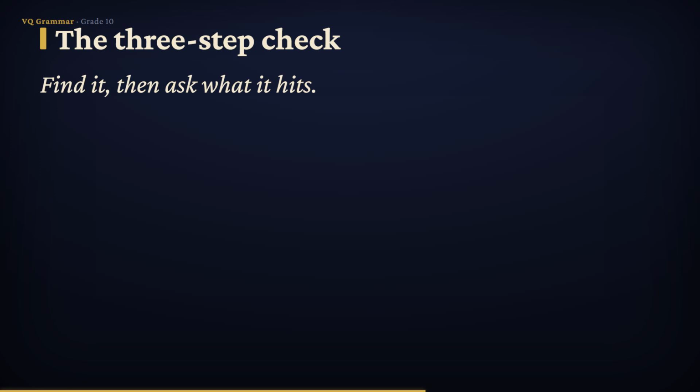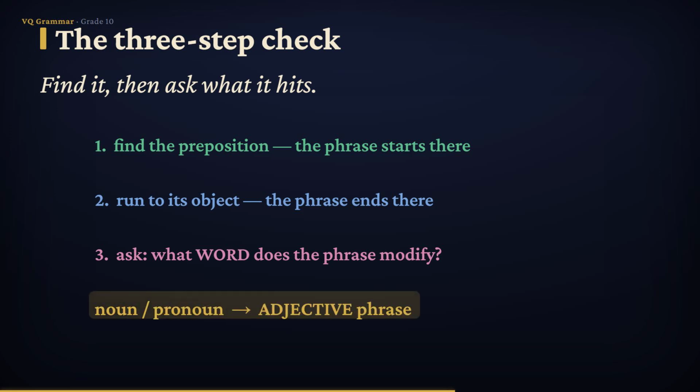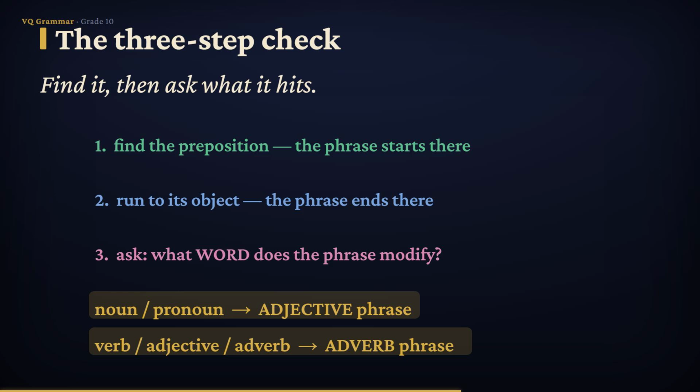Let's turn all of that into a three-step check you can run on any sentence. Step 1. Find the preposition. That is where the phrase begins. Step 2. Run forward to its object, a noun or a pronoun. That is where the phrase ends. Step 3. And this is the step that really matters. Ask what word the phrase modifies. If it modifies a noun or a pronoun, you have an adjective phrase. If it modifies a verb, an adjective, or an adverb, you have an adverb phrase. That is the whole lesson in 3 steps.